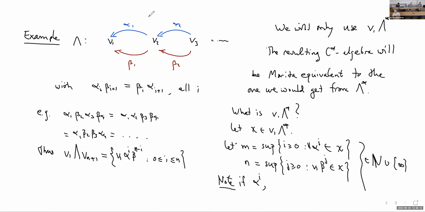Alpha to the i, beta to the j belong to X. You may notice I'm dropping the v1 now because we can consider it understood since we're only working with paths starting there. So now we can write down exactly what the elements of X are. Here, I'll put a v1: v1 alpha to the i, beta to the j, where i is less than or equal to m, and j is less than or equal to n.